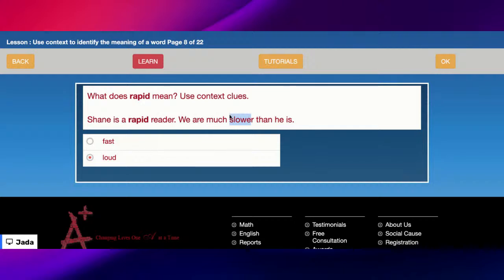Okay, so we have slow. So slow and fast go together. So it is fast, okay? And then loud and quiet go together. Okay, so we have loud and quiet, and then we have slow and fast. So if Shane is a rapid reader, it means that Shane is a fast reader.